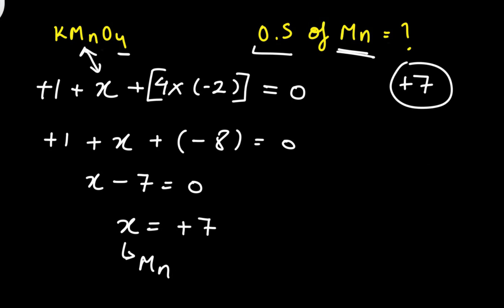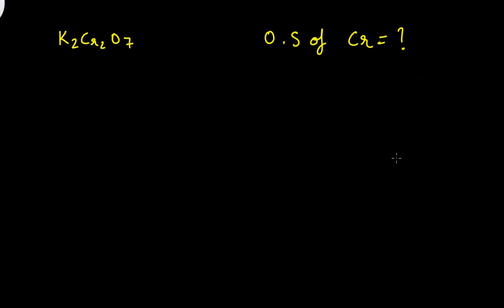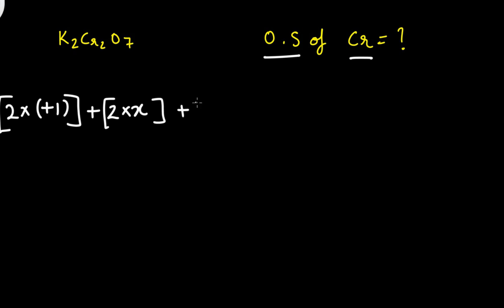Let's move to the next example. We will try to do everything fast. Now you have to find the oxidation state of chromium. The molecule is K2Cr2O7. We know that the oxidation state of potassium, that is group 1, is generally taken as +1. How many potassium atoms are there? 2. So you have to multiply it with 2. Plus there are 2 chromium atoms, 2 into X, plus 7 oxygen atoms, so 7 into -2. Overall it is equal to 0.